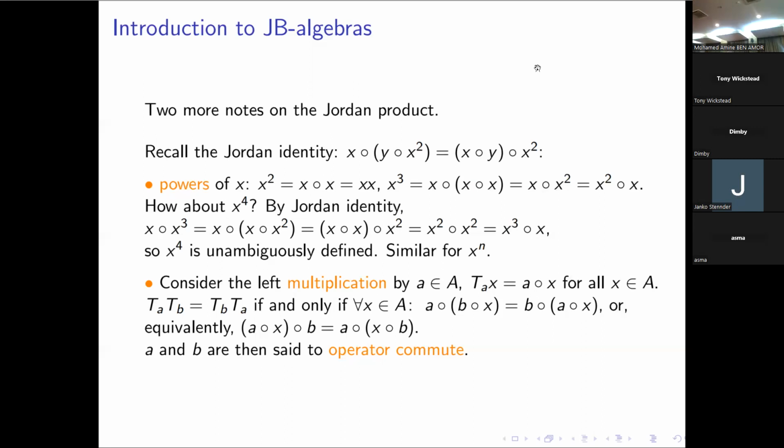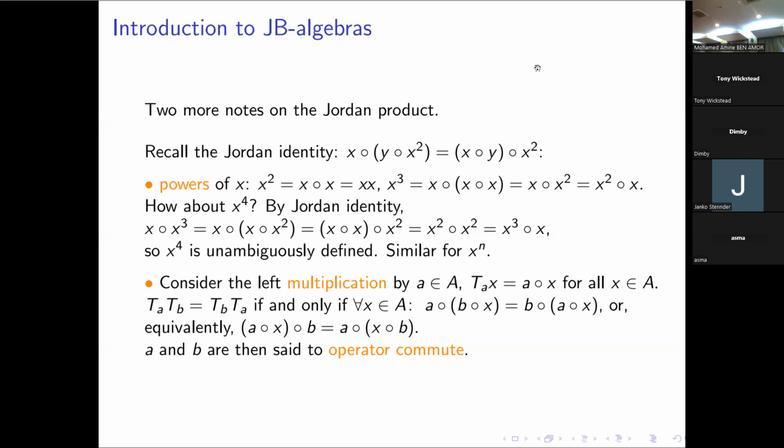Another thing to observe is to look at left multiplication operators. They will play a big role later on, so it's good to have a look at them already. Well, I say left multiplication, but we have commutativity, so it would be the same as right multiplication. So it's just multiplication by a fixed element A.